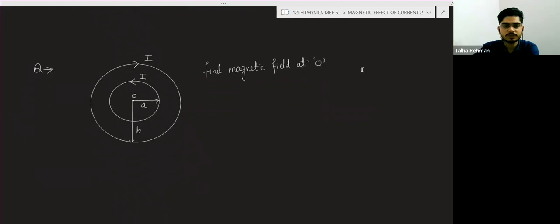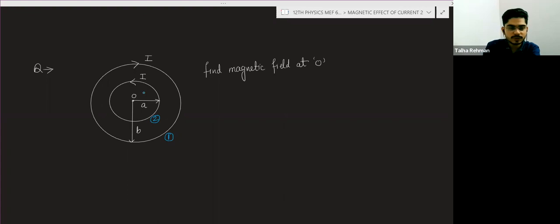So this is the question you now have, and both are circular coils or circular wires. In both the wires, the magnitude of the current is the same, but the direction of the current is different. You can see in this diagram. Suppose this bigger coil I am supposing as 1, and this smaller coil is coil number 2. The radius of this smaller coil is a, and the radius of this bigger coil is small b. You have to find the magnetic field at this point O.